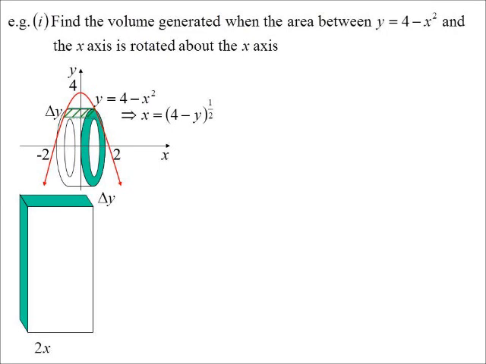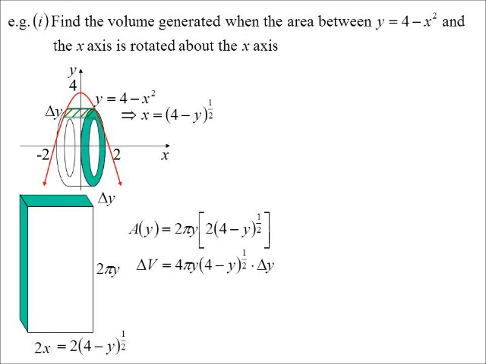x would end up being the square root of 4 minus y. So we've got twice the square root of 4 minus y, and the length would be the circumference, and that's going to be 2 pi y. So the area of our face there is 2 pi y times 2 lots of the square root of 4 minus y. Delta V then would be 4 pi y times the square root of 4 minus y, delta y.